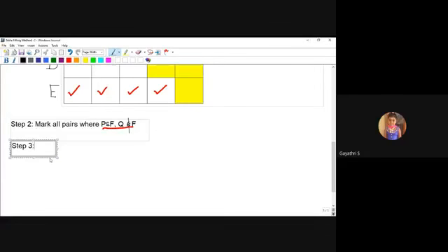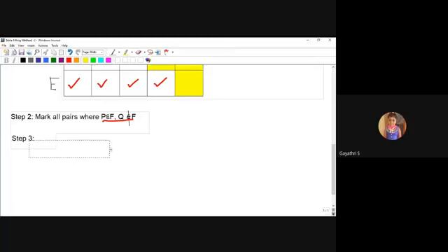Step number 3. Actually, this is the first iteration. We start with the first iteration. So in step number 3, which is iteration number 1, I'm choosing unmarked pairs.